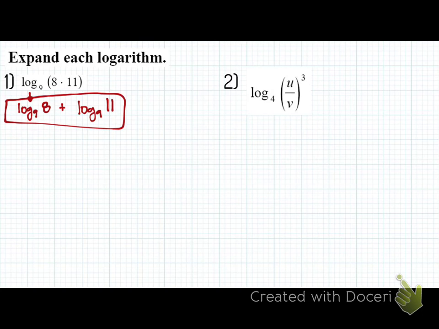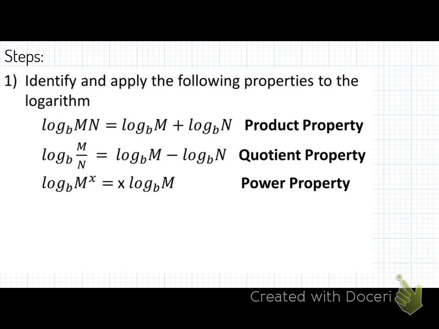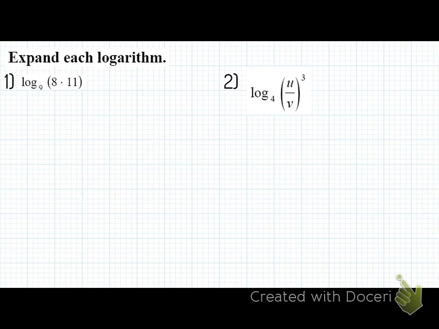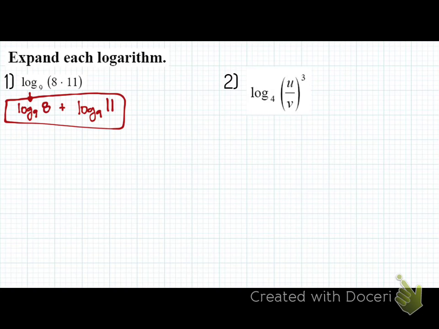Okay, so again, what did I do? First thing I did was notice that the direction said expand. We have a log base 9 of two numbers that are being multiplied together. When I do that, we write down log base 9 of 8 plus log base 9 of 11. Okay, and that's your answer. Super easy.